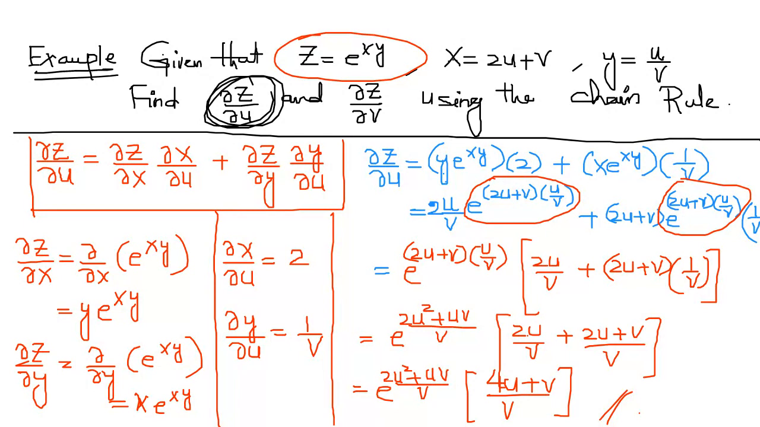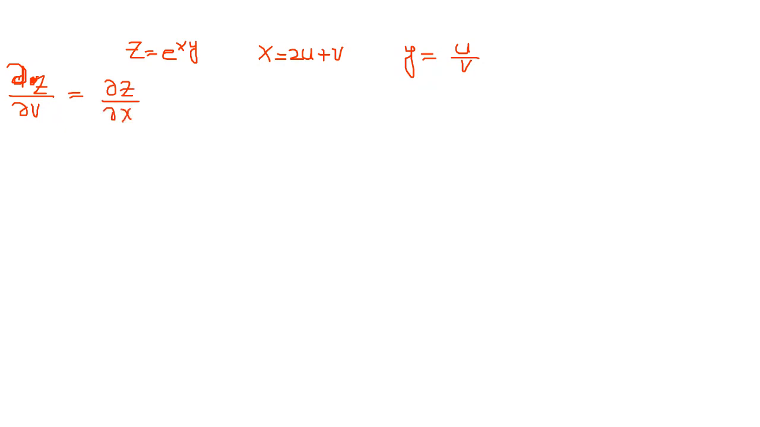Similarly, you can find it with respect to v. So what is it with respect to v? The same values: z is given as e power xy, x is equal to 2u plus v, and y is equal to u divided by v. Now you have to find the partial derivative of z with respect to v. So what is the formula? The partial derivative of z with respect to x times x with respect to v, plus the partial derivative of z with respect to y times y with respect to v.